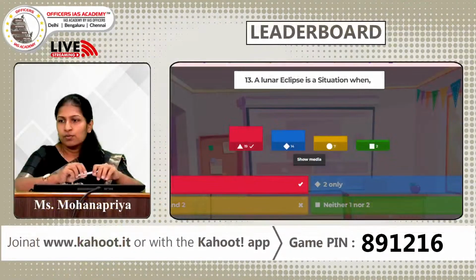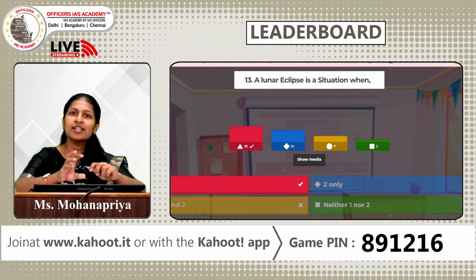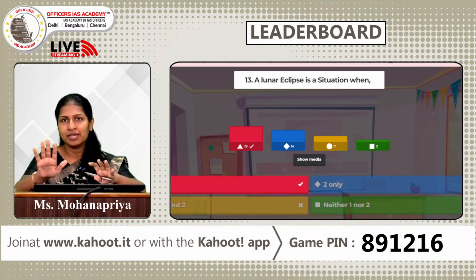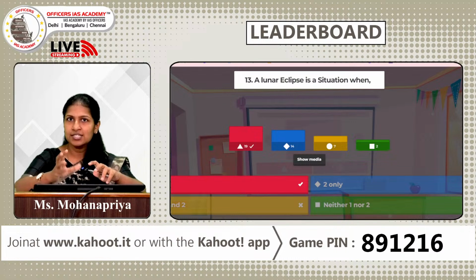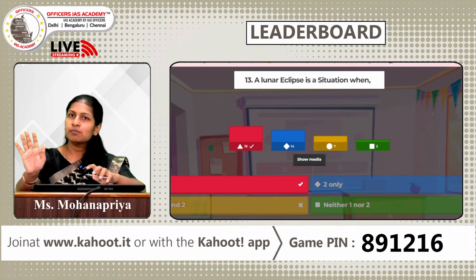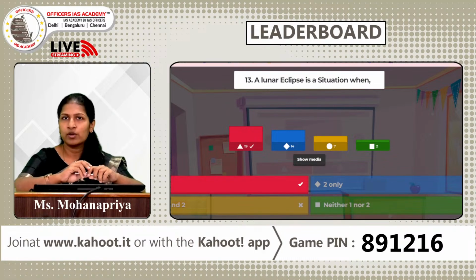Okay, so most of you have given the right answer. However, there seems to be a very slight confusion between the second statement also, because 14 students have given the wrong answer. So let me explain what lunar eclipse is. Lunar eclipse is a situation where the earth's shadow will fall on the moon and the moon will completely become dark. You might have witnessed this. Slowly you will find that the moon is getting darker and it will completely black out and then it will start re-emerging. So this phenomenon is what we call as lunar eclipse.